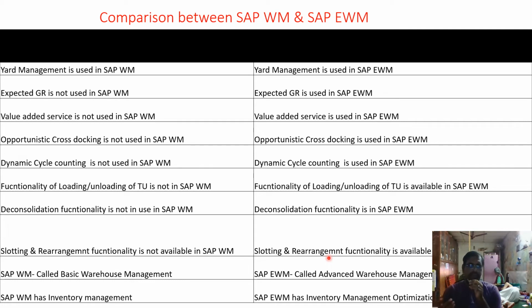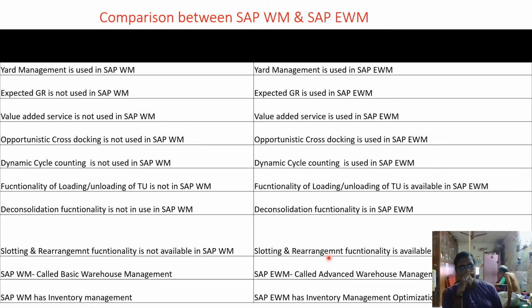Rearrangement is nothing but properly arranging the material within the bin in a particular sequence. That will help you during put away or picking time, so the warehouse user does not get confused with the arrangement of material. When he gets a warehouse order, he can go and take that particular material for picking. That is a very easy functionality in case of SAP EWM. So proper arrangement through slotting and rearrangement happens.